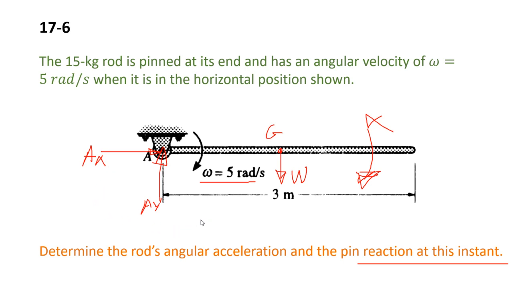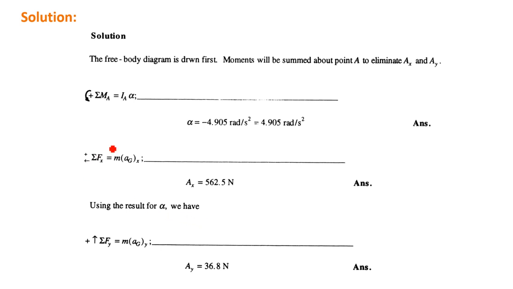So we go to the next step. Okay, so we give you just a general solution. What we need to do is the sigma of the moment around the point A, which is going to be, of course, equal to I multiplied by alpha, where I is the MMI, the mass moment of inertia, multiplied by the alpha. From there, we are going to be able to find the alpha in radian per second.